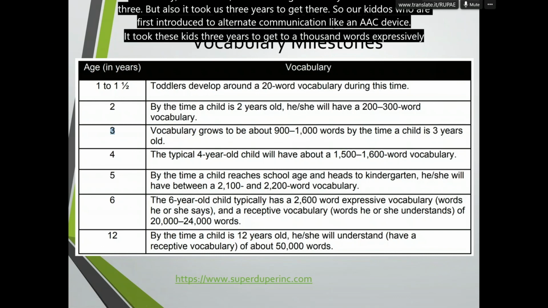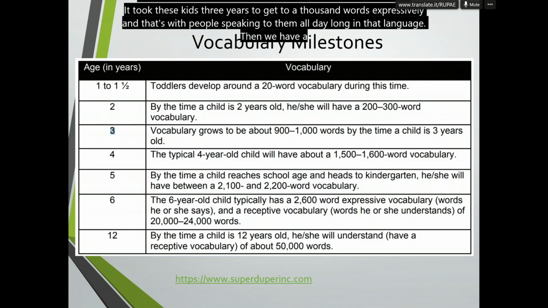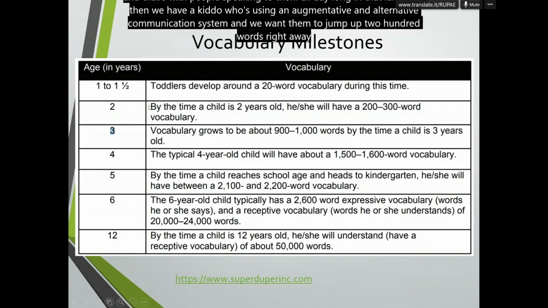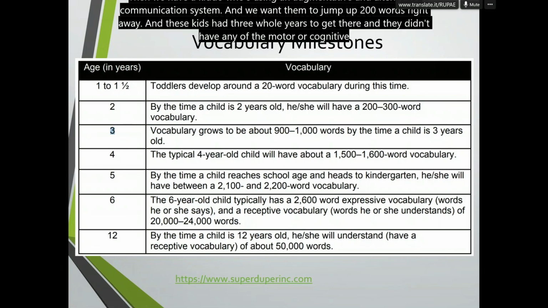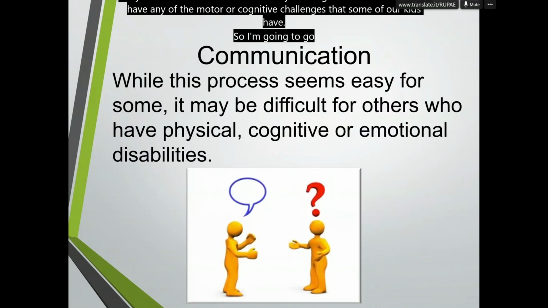And that's with people speaking to them all day long in that language. Then we have a kiddo who's using an augmentative and alternative communication system, and we want them to jump up to 100 words right away. And these kids had 3 whole years to get there, and they didn't have any of the motor or cognitive challenges that some of our kids have.